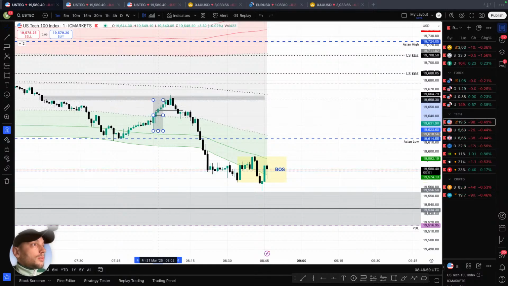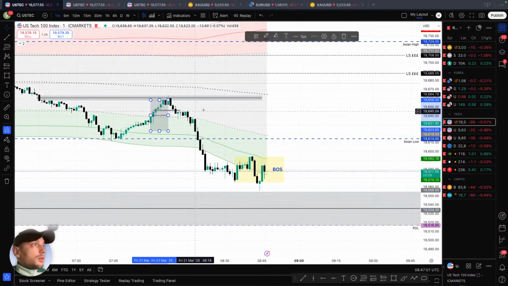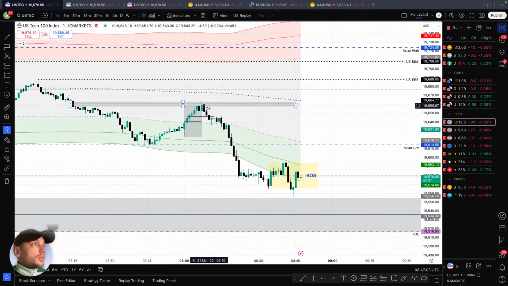And if we see a break above or below, we just enter. We didn't enter here because of this fair value gap.